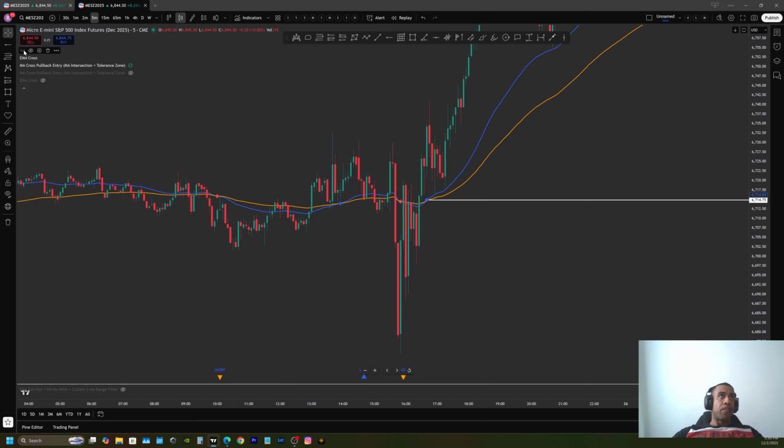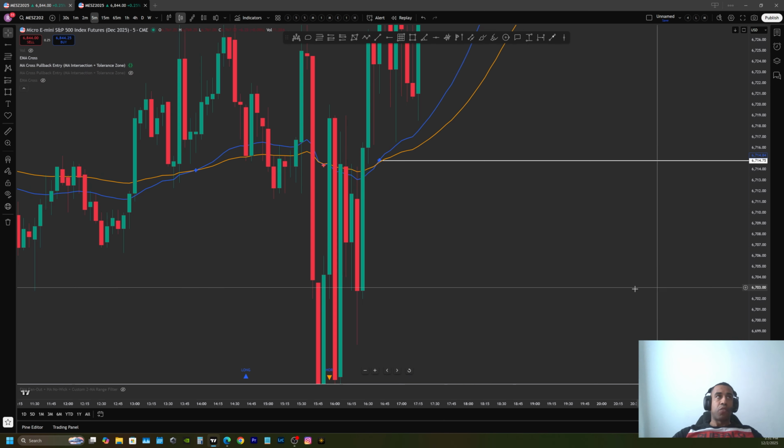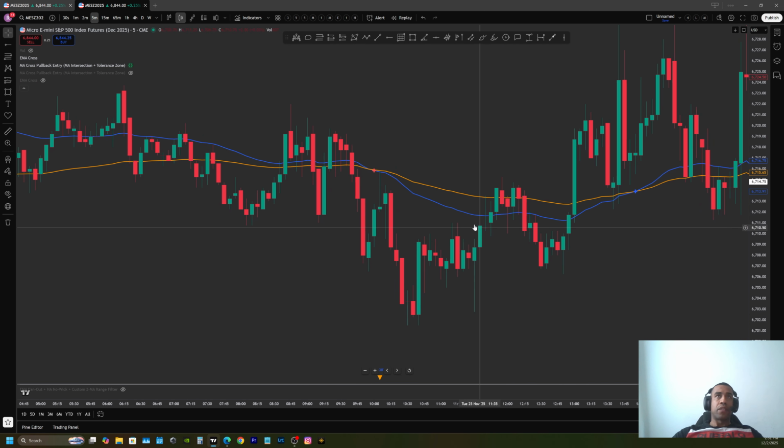So for example, this entrance over here, see how it says short? You got the moving average crossover. They crossed over here. See, price pulled back to it, and then it gives you the entrance, right?